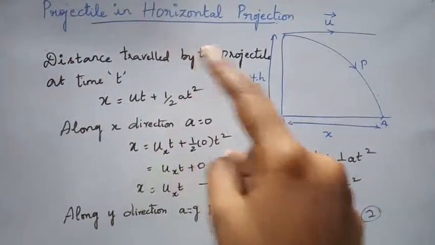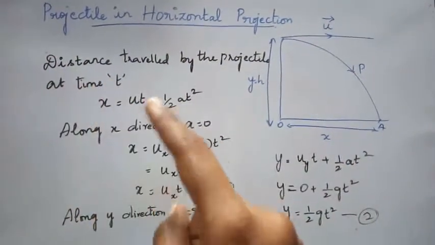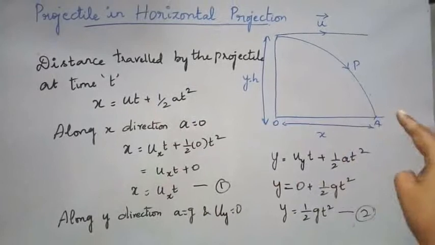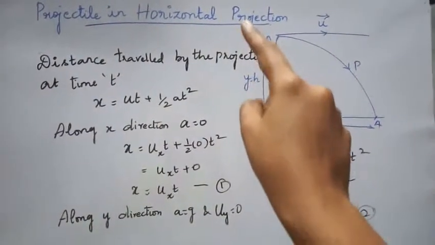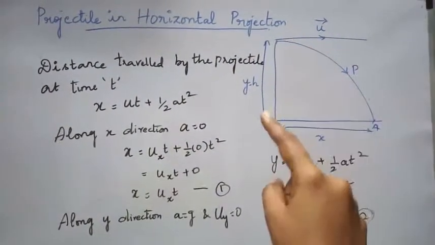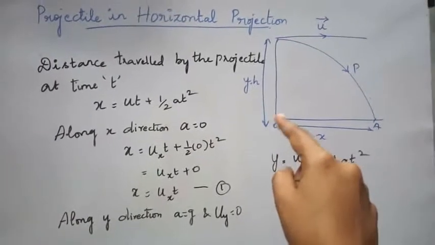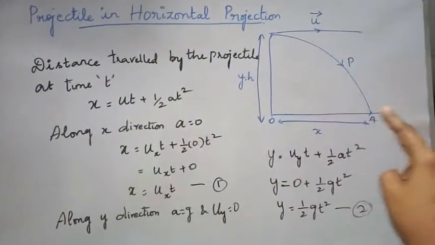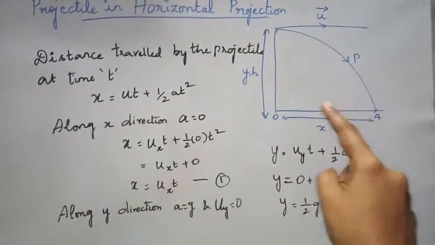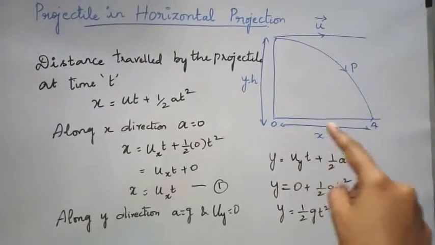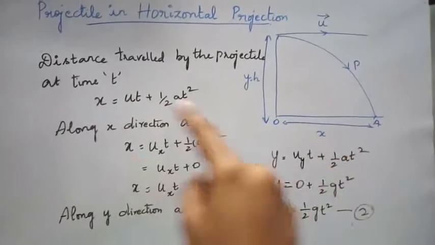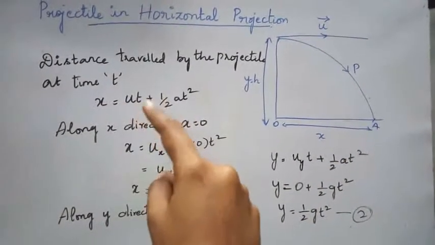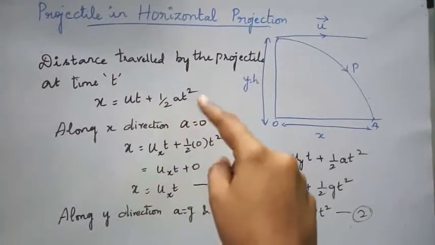The distance traveled by the projectile at time t along the x-axis. It is moving some distance in the x-axis, and from this point the object is dropping down and makes this much distance in the x-axis. So the displacement here in the x-axis is x itself. So x is equal to ut plus half at square.